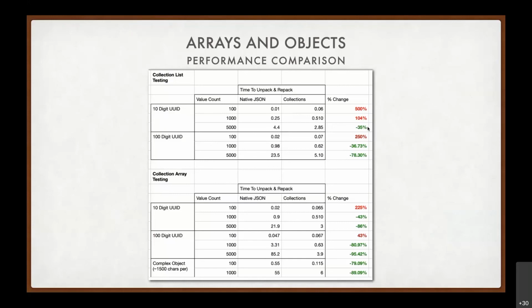Once you start to hit these big giant counts, 5,000 of a 10-digit UUID, you do see a performance gain. Where you really start to see it is when the string size gets insane.